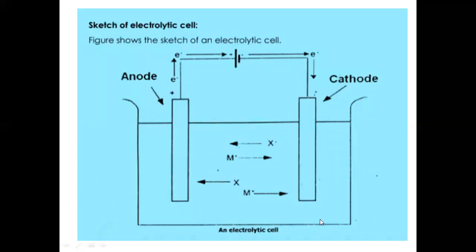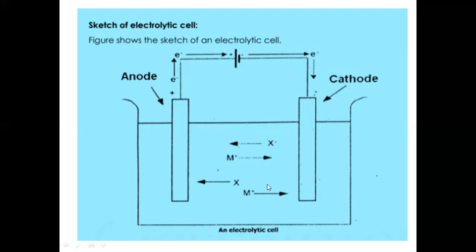Electrolytic cell is composed of a container which contains an electrolyte. What is an electrolyte? Electrolyte is a substance which completely ionizes in molten state or in aqueous solution form and can conduct electric current. The electrolytic cell is also composed of two electrodes. One electrode will act as an anode represented by a positive sign, and the second electrode will act as a cathode represented by a negative sign.